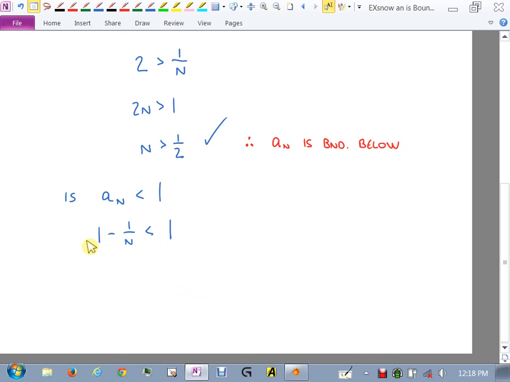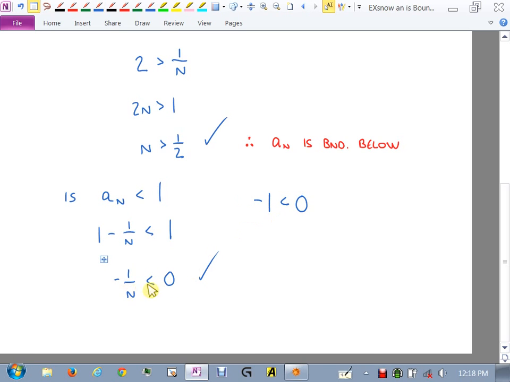How about canceling 1 on both sides? Is that true? Are you convinced with this? N is a positive number, right? So -1 divided by a positive number is a negative number. A negative number is less than 0. I'm convinced with that. I could also multiply both sides by -1, or sorry, by n, right?